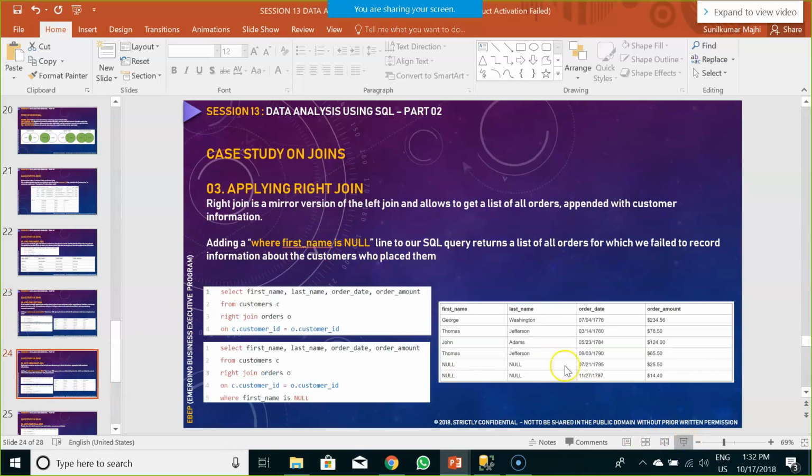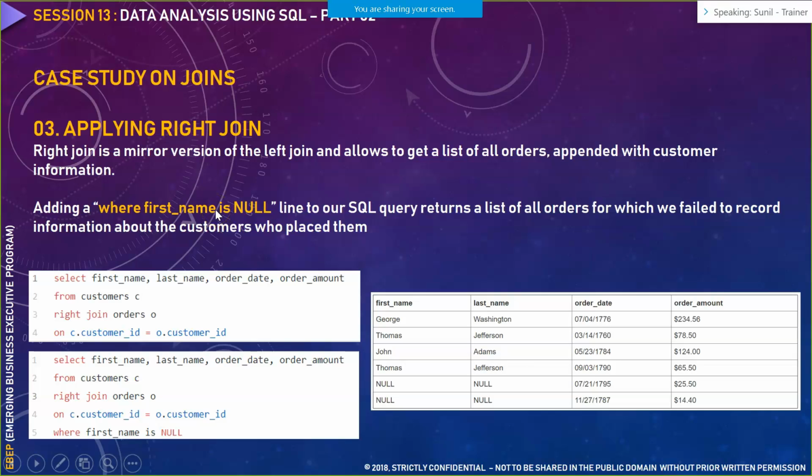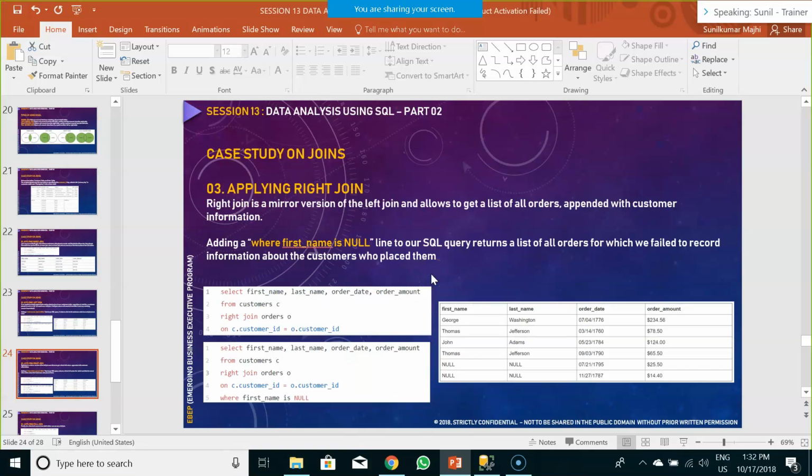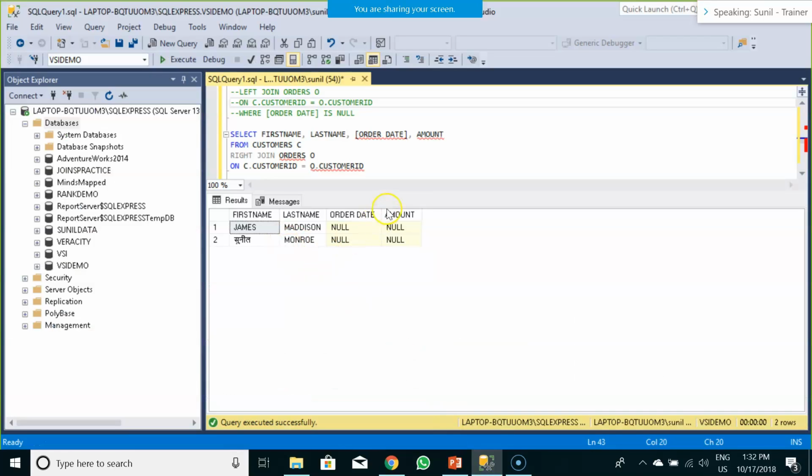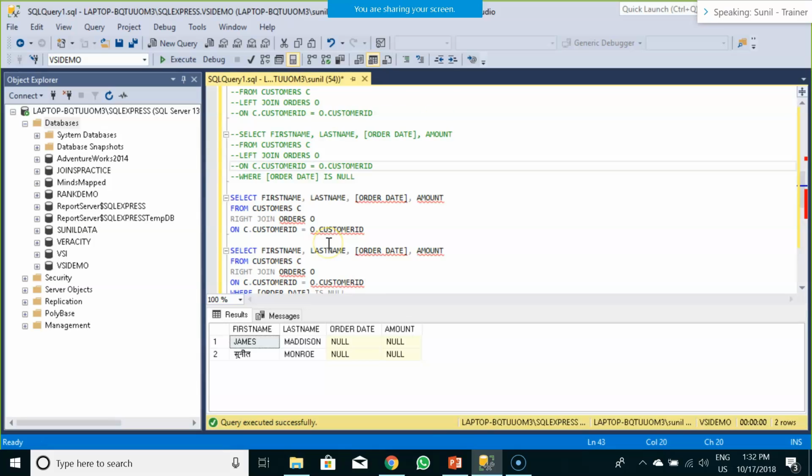Next comes your right join. So right join is a mirror version of left join and allows to get a list of all the orders appended with customer information, and we would apply the same null criteria on right outer join, but the result would be different. Now let us understand how the result would be different.